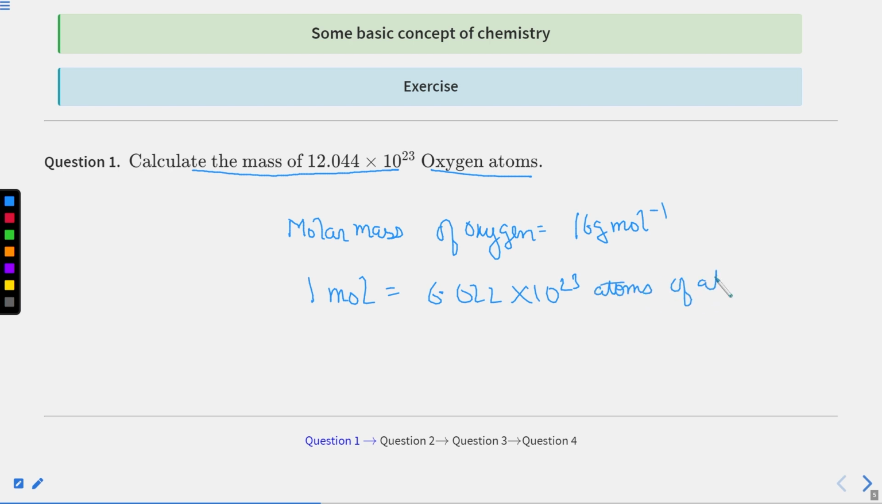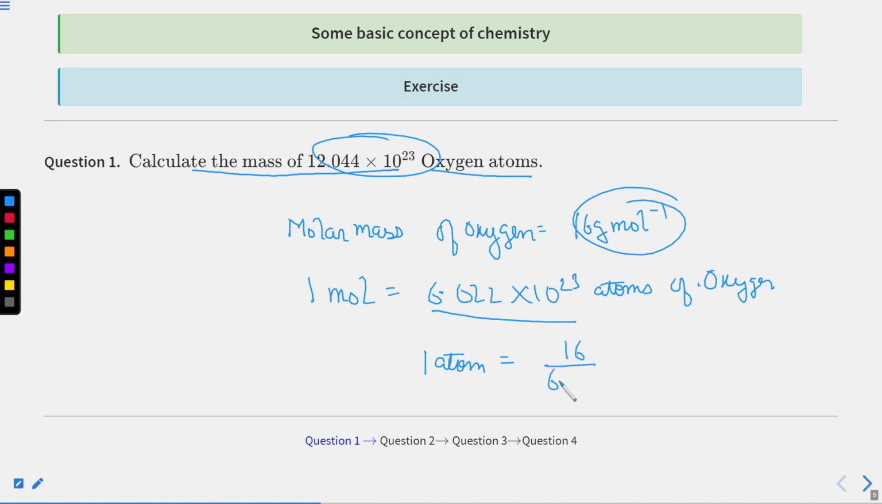We know this. Now what do we have to calculate? We have to calculate the mass of this many atoms. How will you calculate it? If 16 grams is the mass of 1 mole, what is the weight of one atom? One atom will weigh 16 gram by 6.022 into 10 to the power 23. So that is the mass of one atom.